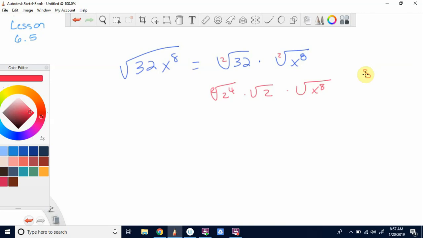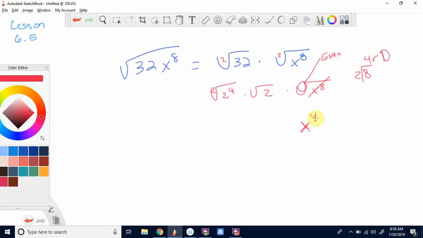Well, remember we do 8 divided by 2. This is even, and I have a variable. This becomes 4 remainder 0, which means you've got an x to the 4th power with x to the 0 left under the radical, which is just 1, which is just nothing, because 1 times x to the 4th is x to the 4th. So this one is done.